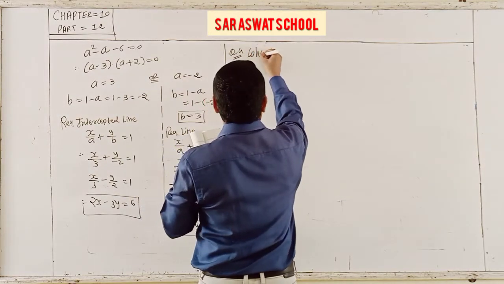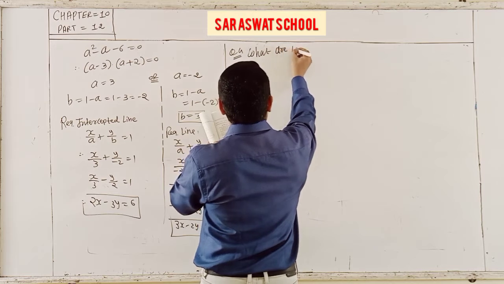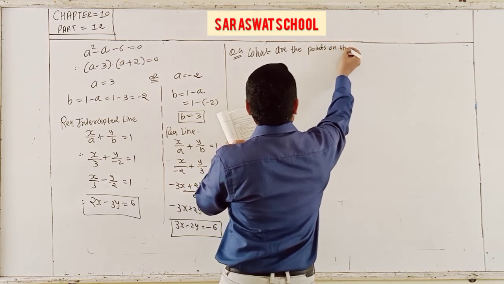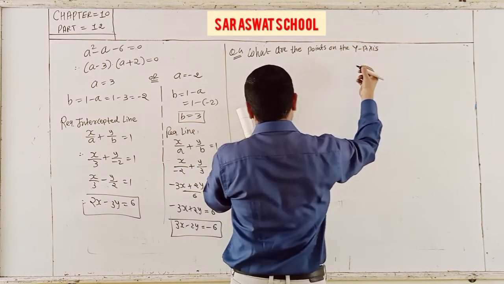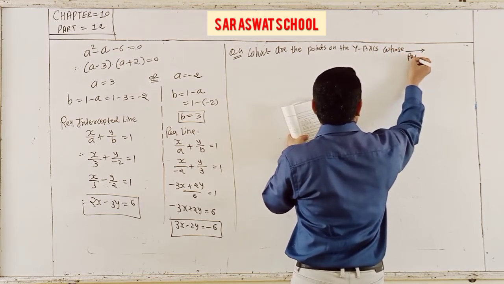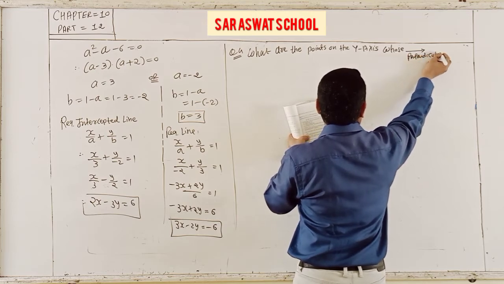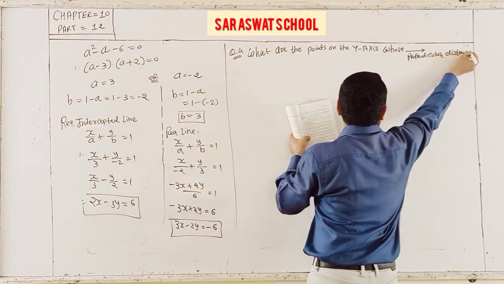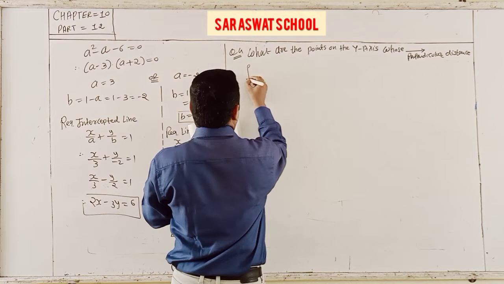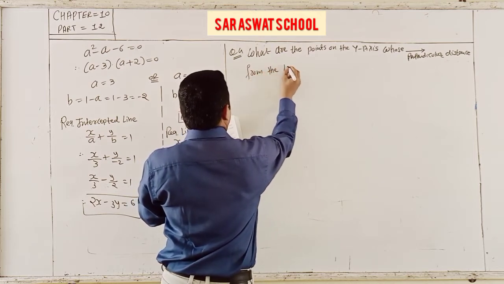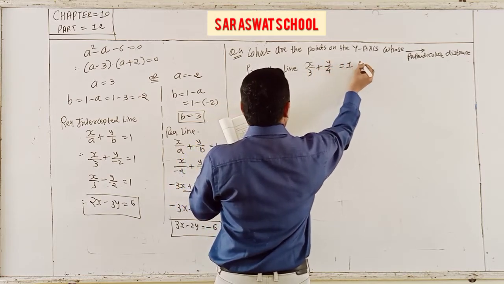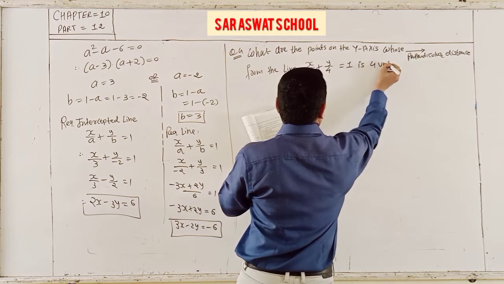Question is, what are the points on the y-axis whose distance, you can write down here as a correction, whose perpendicular distance. The word perpendicular is not printed in your book. Perpendicular distance from the line x by 3 plus y by 4 is equal to 1 is 4 units.